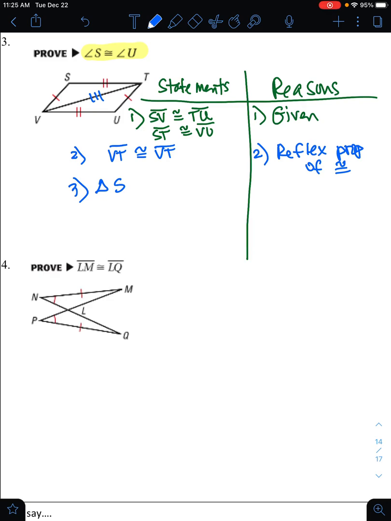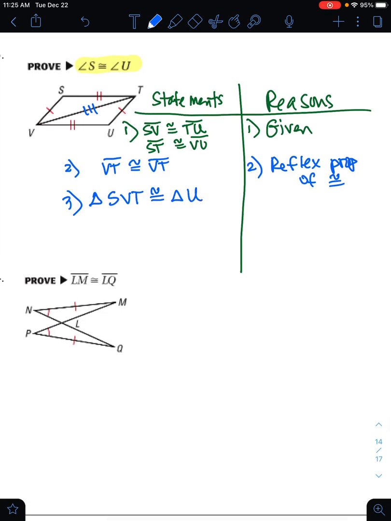So I'll go SVT, triangle SVT. That would be congruent to UTV. Right, I like to look at the marks as I go through. So I started with S, went through the single mark, went through the triple mark, and then I started with U, went through the single, triple, yeah. And so 3 is side, side, side. Now we're ready to prove.